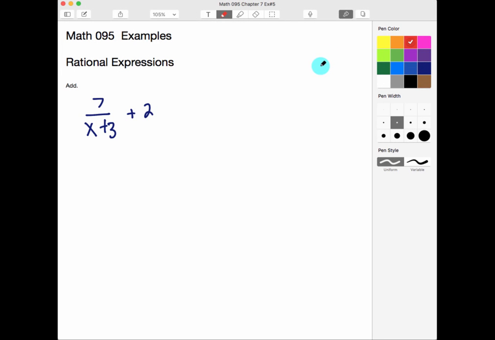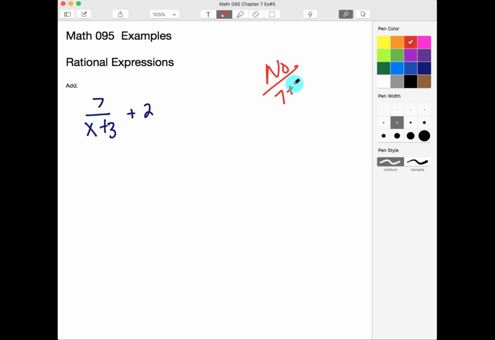In this example, we're going to be adding two rational expressions that have different denominators. I chose this example because the second fraction doesn't have a denominator. And it's really confusing, potentially, because it looks like there is no denominator, but actually there's a denominator of 1. So I'm going to give you what not to do.